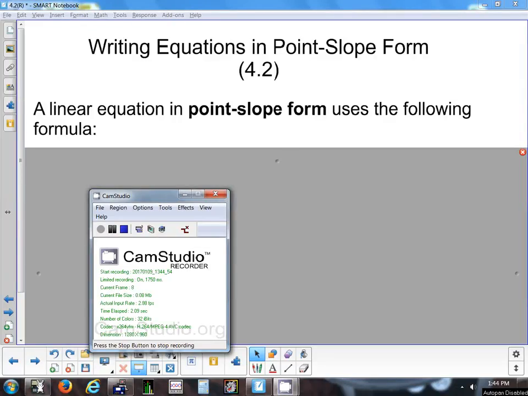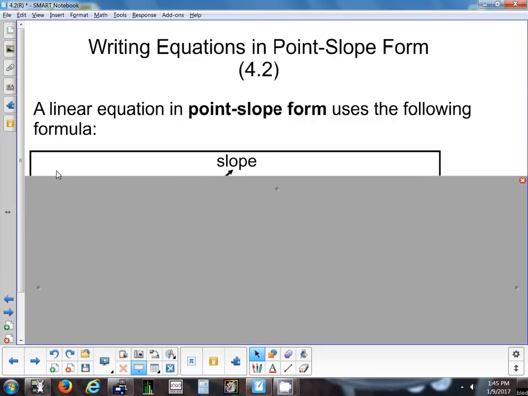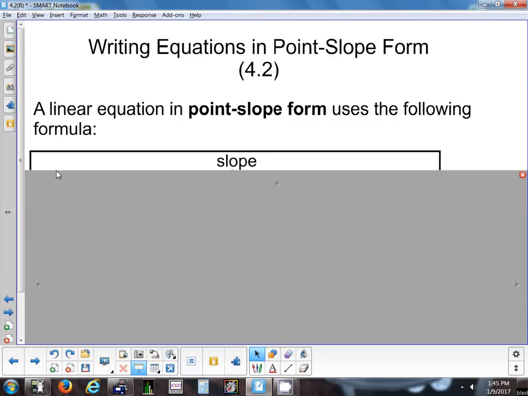So in the warm-up, we just took a look at an equation of a line. And what was that? Y equals mx plus b. That was called slope-intercept form. Okay, I'm going to show you a new form, and I want you to put it in the box at the top of the page.